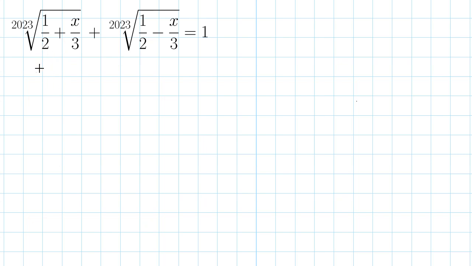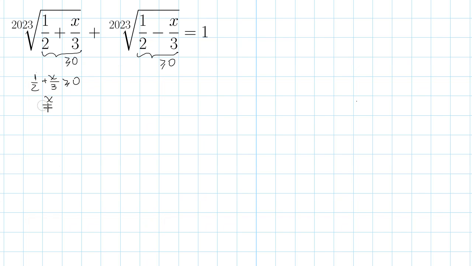Well, first of all, we have to consider this as being greater or equal to 0 and this as also being greater or equal to 0. So let's solve this before we start solving our equation. We have to find our conditions. So this is greater or equal to 0.